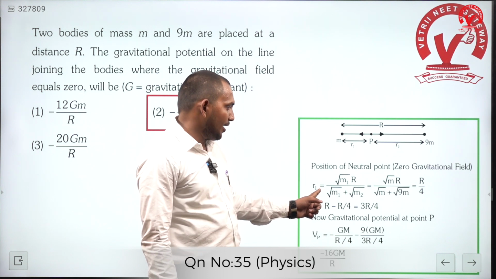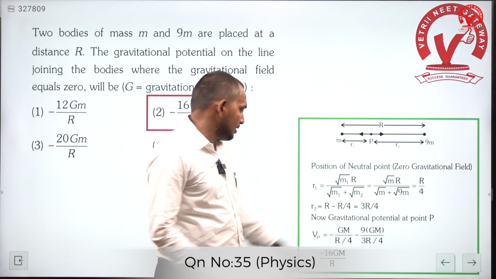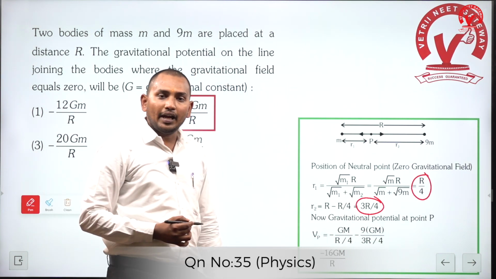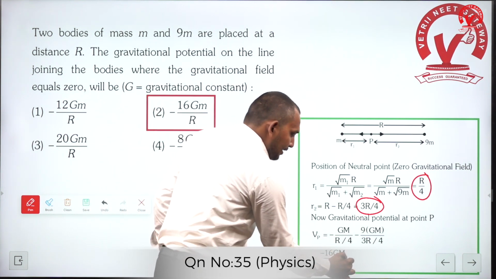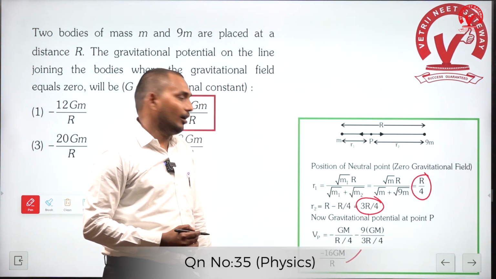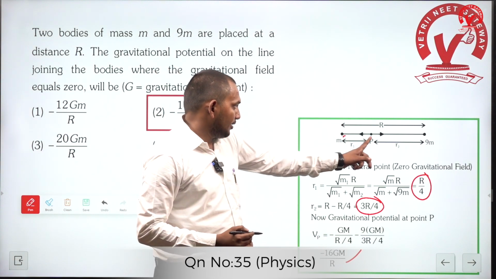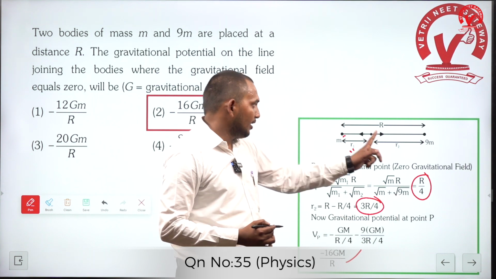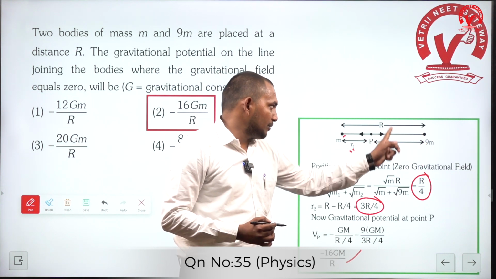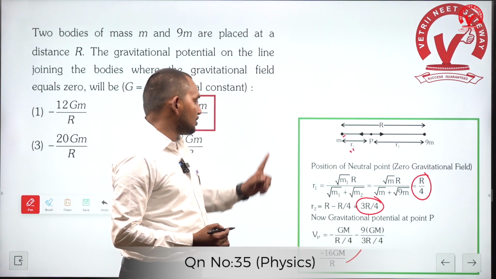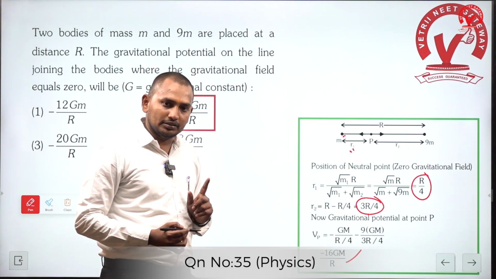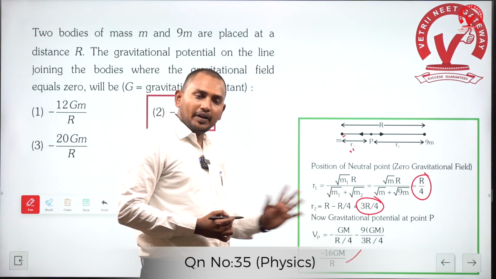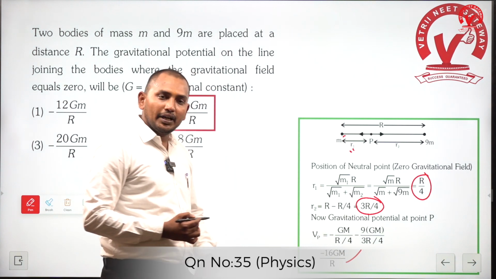Then we have to find out R1. We will get R1 is R by 4, and R2 is 3R by 4. Then we have to solve this. We will get minus 16 GM by R. So M to P, the distance is R1. First we want to find out the distance R1. Next R2: P to 9m distance is R2. So R2 is equal to R minus R1. Then we will solve that. The gravitational potential at the point we will find is minus 16 GM by R.